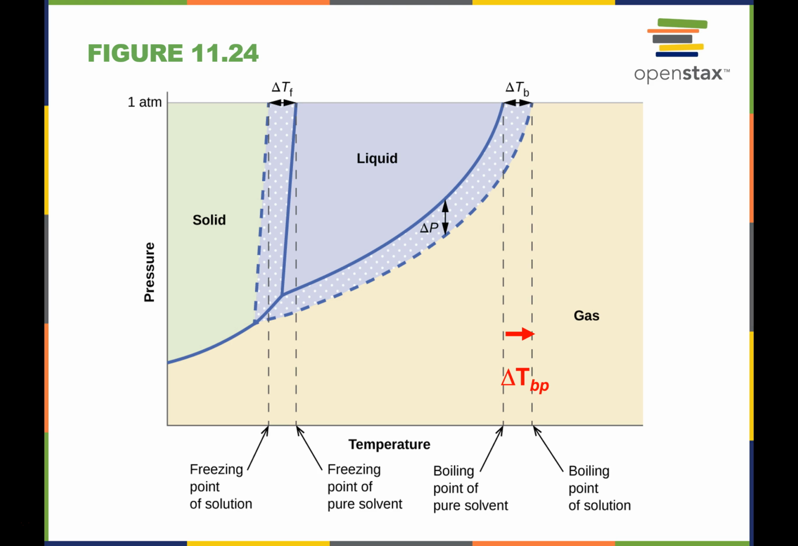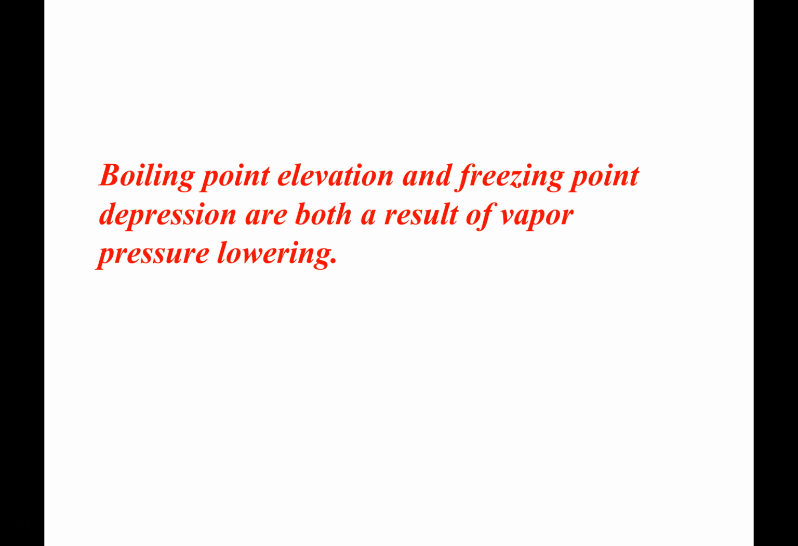So boiling point elevation would be right here. We're going to use delta as in change in the temperature of the boiling point. So delta TBP is the change in boiling point. It's going to be an elevation. Over here, this is going to be the change in the freezing point temperature that we can see up here. And this will always be a depression. Okay. Boiling point elevation, freezing point depression. Colligative properties of the solute that you're adding.